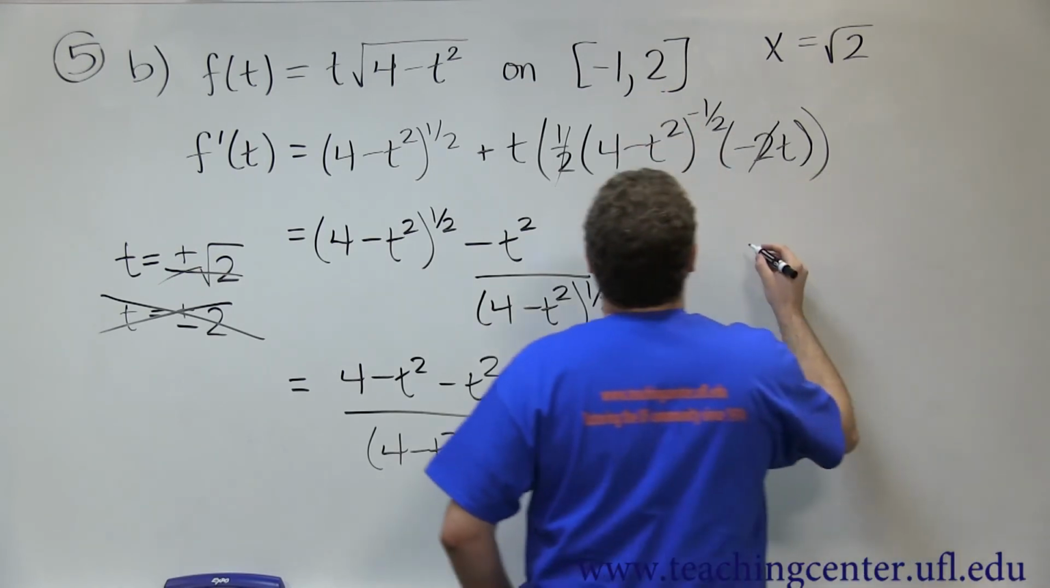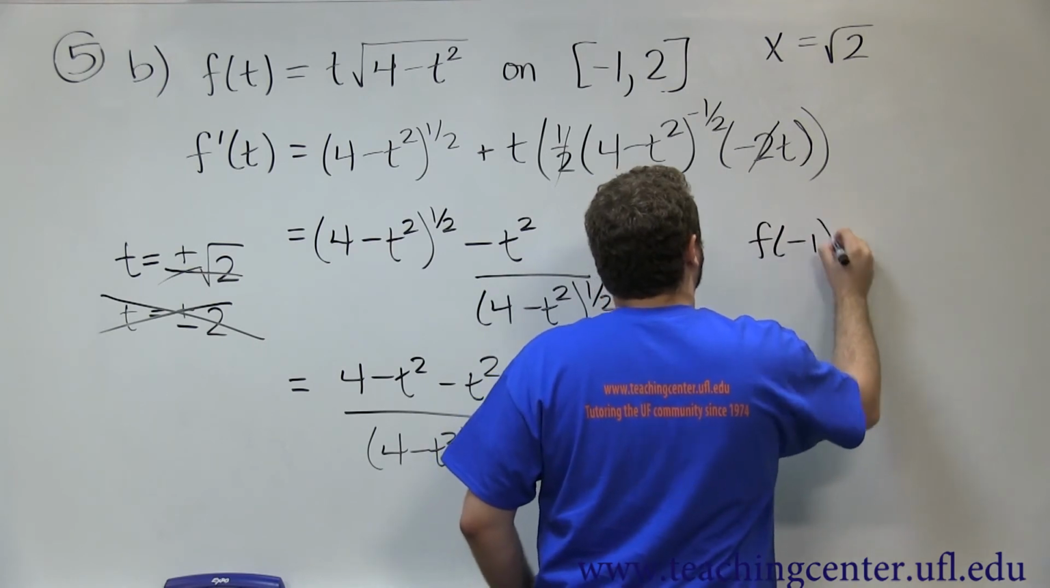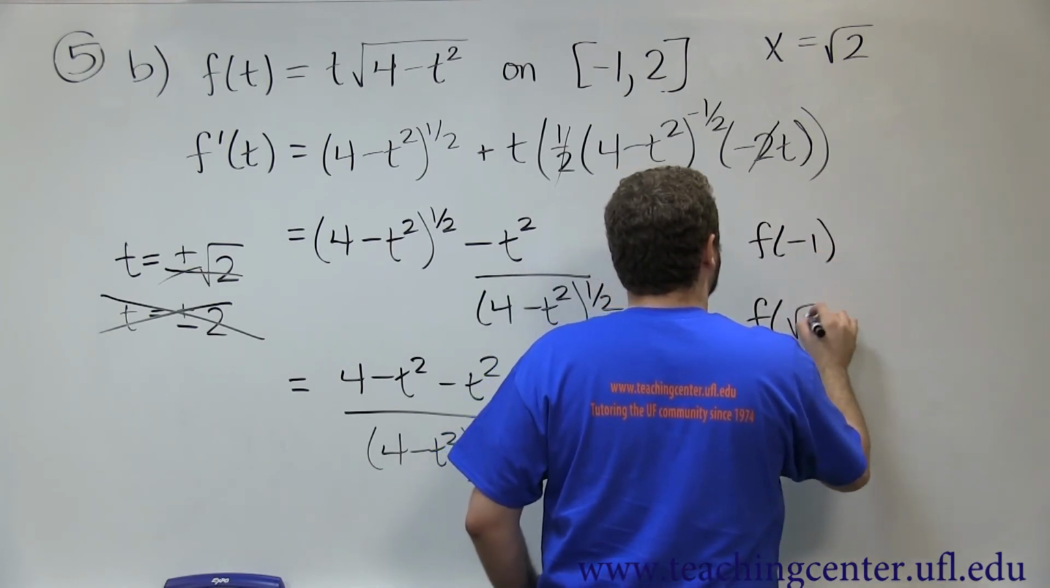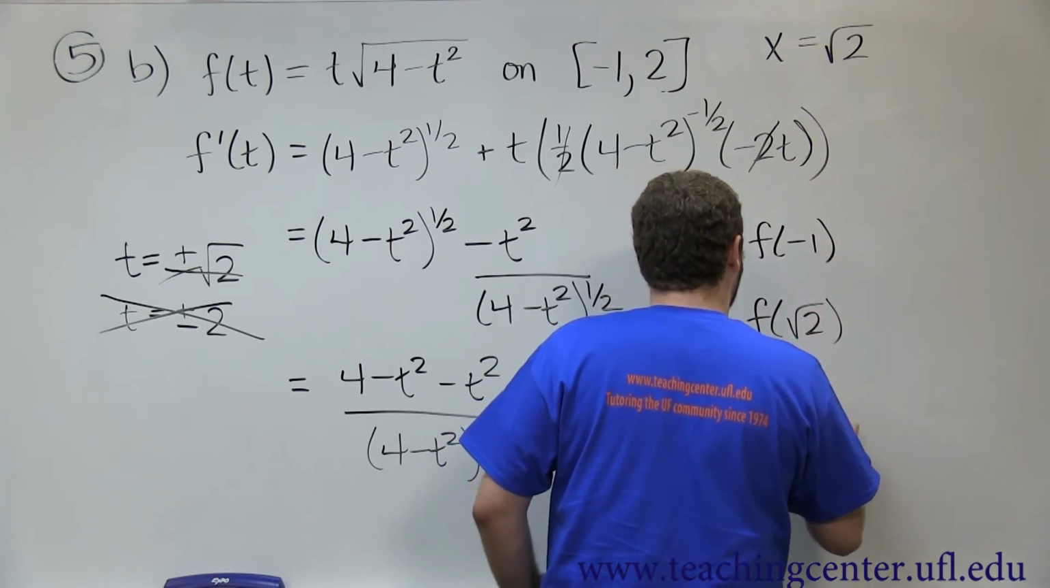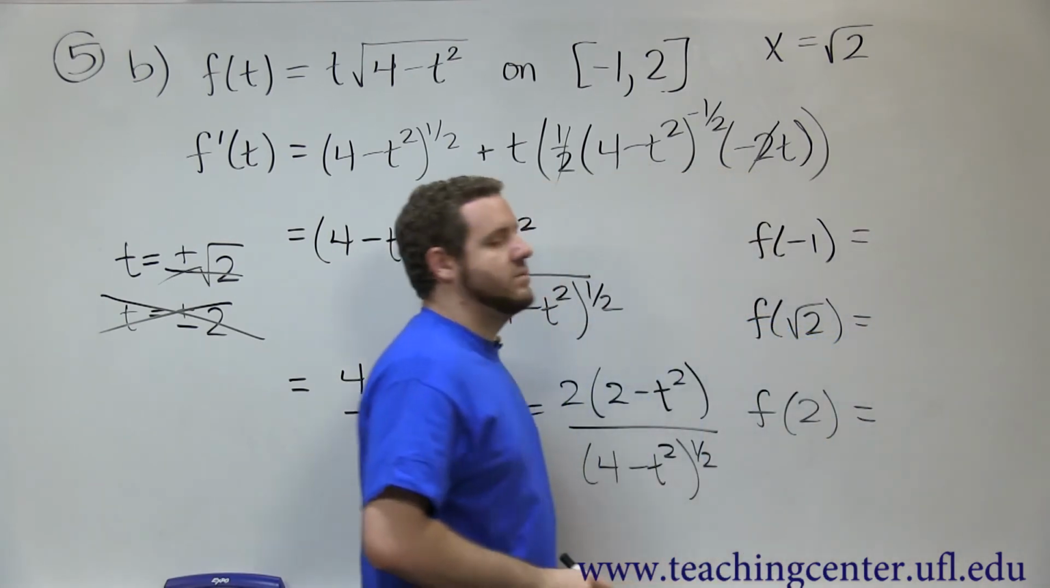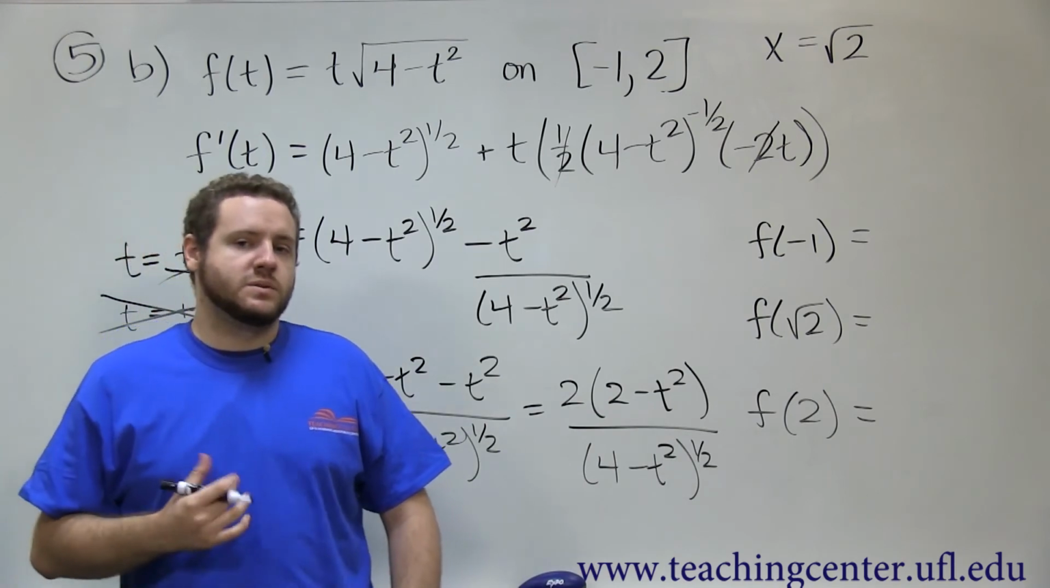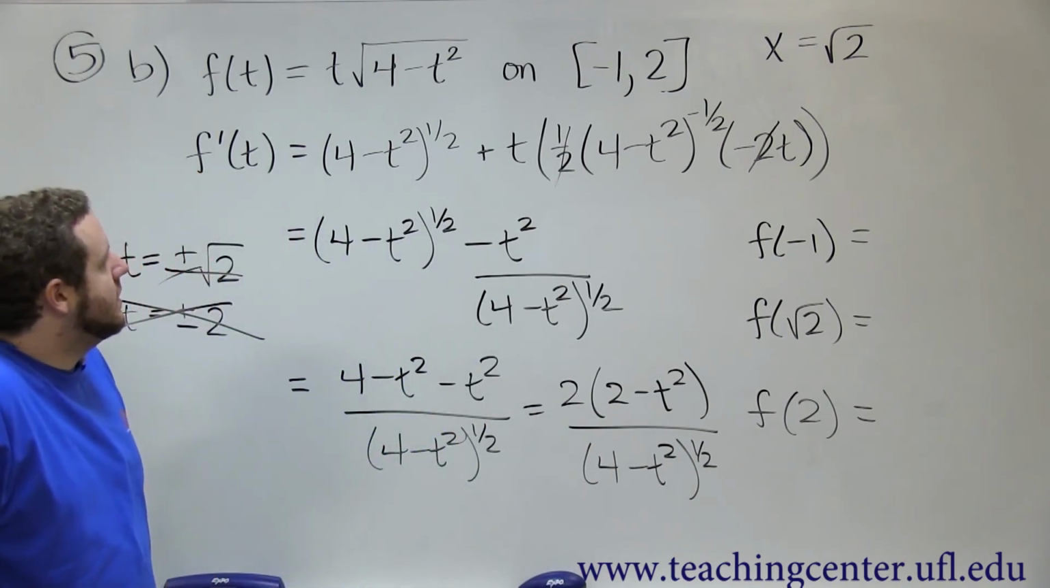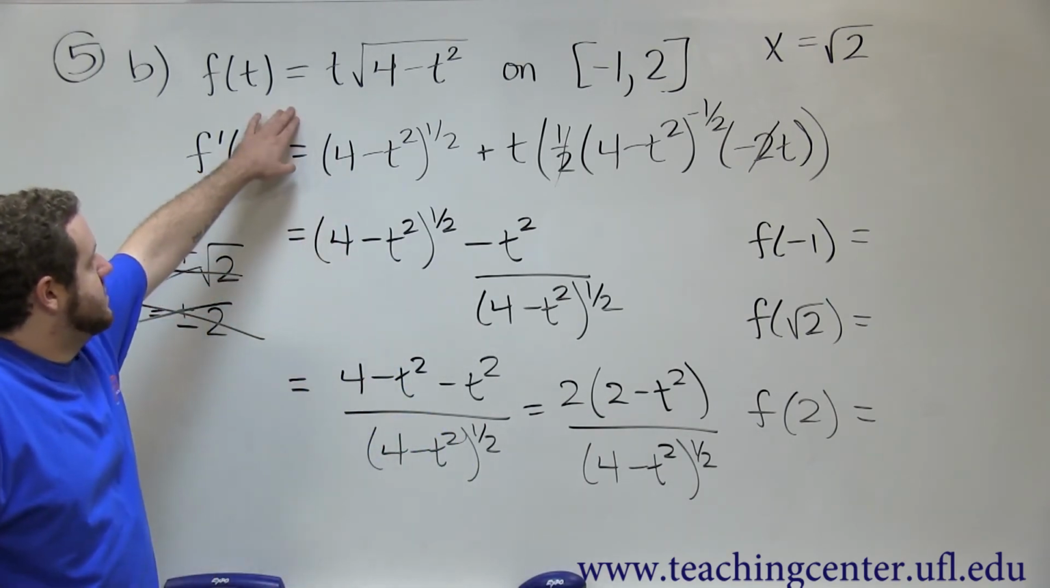So now we just check those numbers. We're going to do f of negative 1, we're going to do f of square root of 2, and we're going to do f of 2. We're going to check all 3 of these, and then again, biggest one's the max, and lowest one's the min. So we're plugging these numbers back into our original function here.